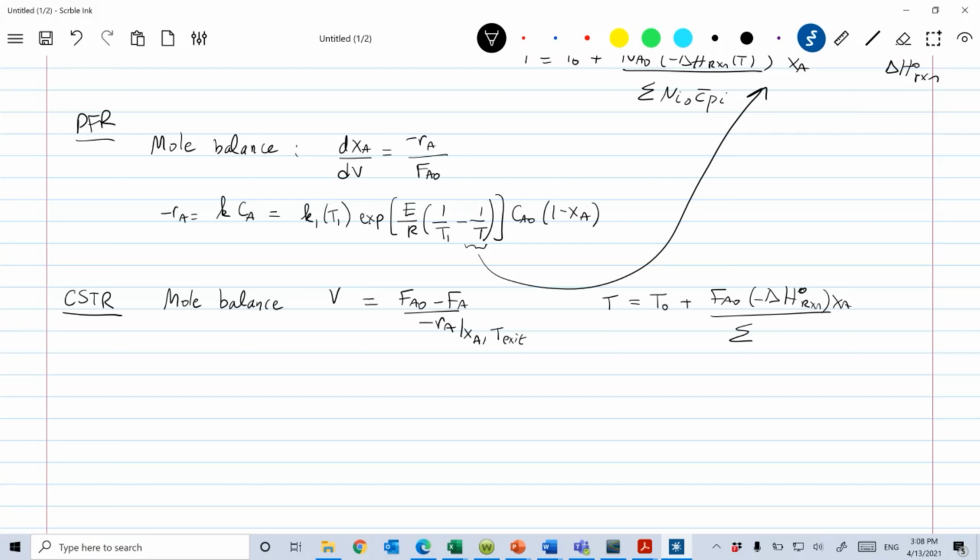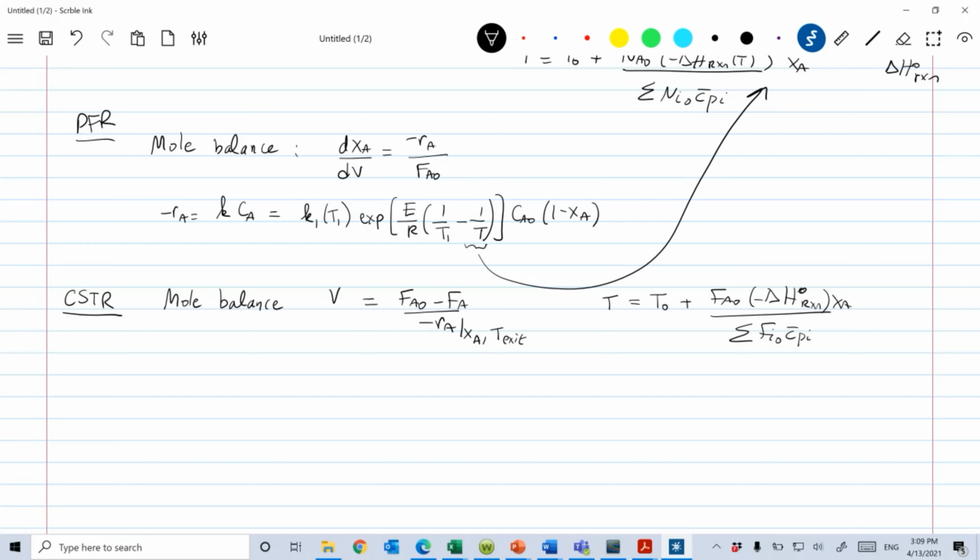It becomes rather simple. If you're given conversion, you can calculate temperature, you can calculate K, then you can calculate minus RA, and you can calculate volume. So you can go in this direction. Going the other way, given temperature, you can calculate XA, and from XA you can calculate RA.